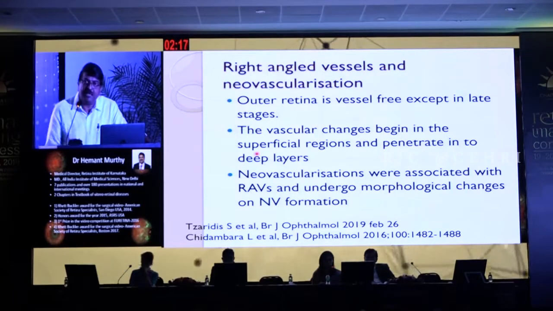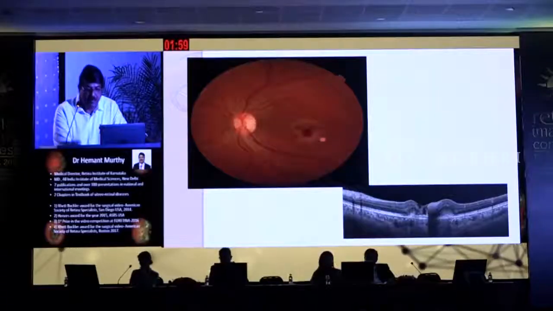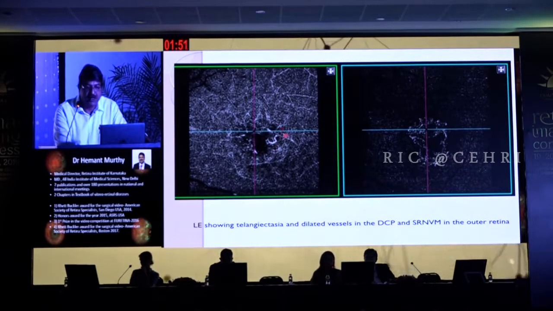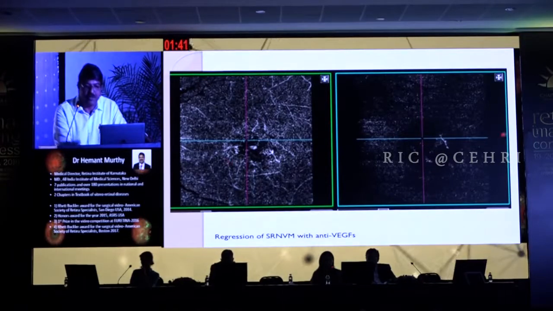Once you see a right-angled venule, one generally associates it with a neovascular process. This is what we see when we do an OCTA. This is a patient who had a right-angled venule. On OCTA, in the deeper plexus, one can see that this right-angled venule has a change that occurs here, and as you go deeper, you can see the neovascular complex. These are the various changes one can see, and on following treatment, one can see a regression of that neovascular complex.